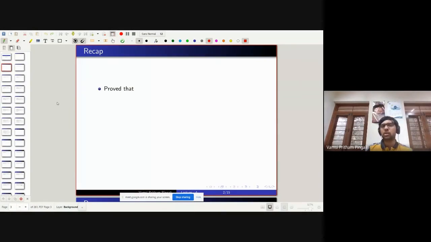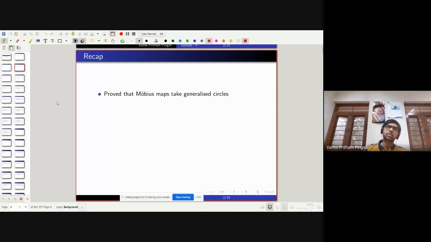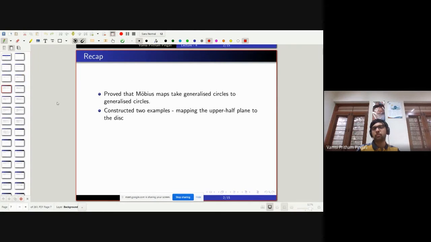We proved that Mobius maps take generalized circles to generalized circles. So generalized circles are basically straight lines and circles. Yeah, so Mobius maps take straight lines and circles to straight lines and circles. Then we constructed two examples of Mobius maps. By examples, I mean the following.